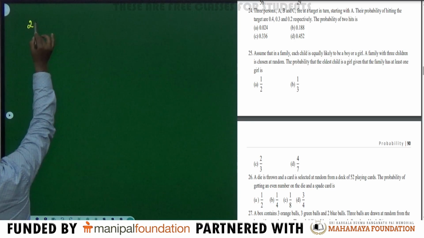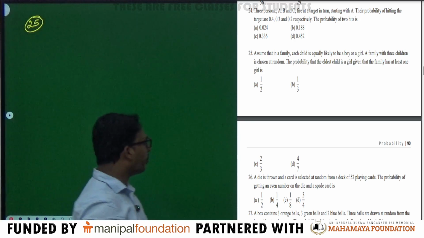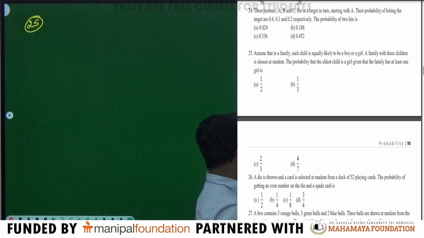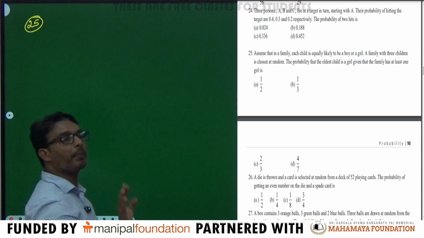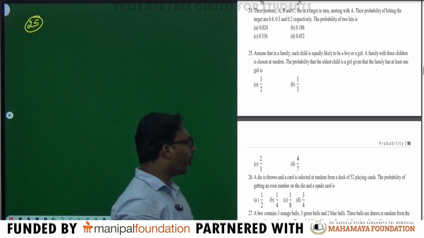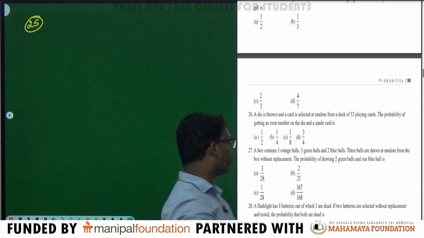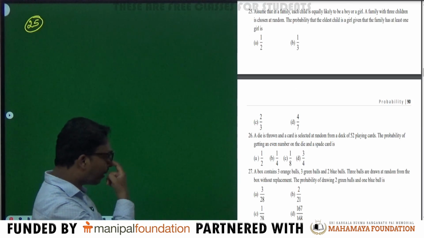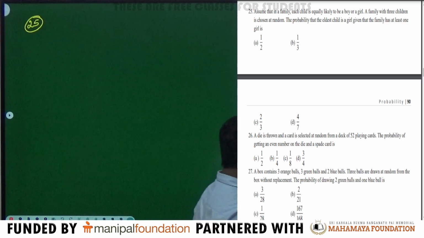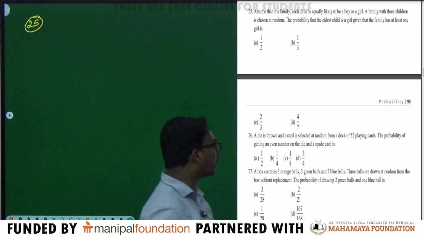Question number 25. Assume that in a family each child is equally likely to be a boy or a girl. That is, the probability of giving birth to a boy or a girl is the same. A family with 3 children is chosen at random. The probability that the eldest child is a girl, given that the family has at least one girl, is?